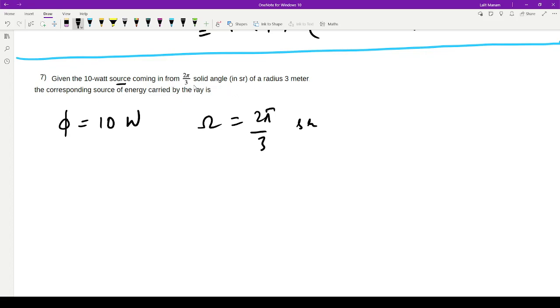The corresponding source of energy is carried by the... what does this ask? You're given a 10-watt source subtending a solid angle on the surface of 2 pi by 3, and the radius here means the distance between the source and the object. The source of energy carried by the ray is what? It is the radiance.